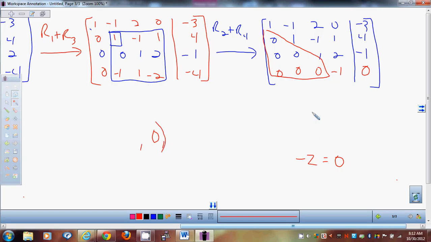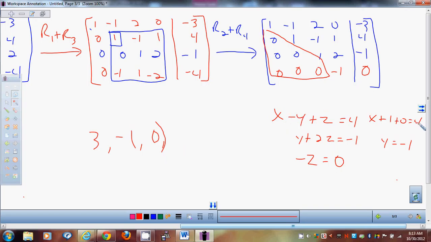We're going to backtrack that. This is going to give us y plus 2z equals negative 1. Well, if z equals 0, then this is y equals negative 1. Plug both of those into this equation, which is x minus y plus z equals 4. So that's going to be x minus a negative 1, which is plus 1, plus 0 equals 4. Subtract the 1. What is this, a 3?